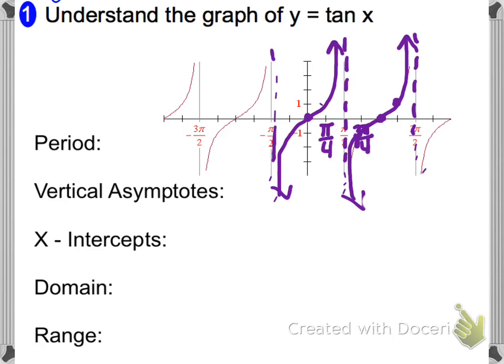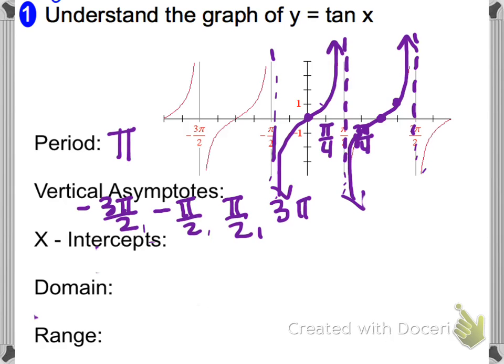Looking at the characteristics, remember that the period of tangent is pi, and as you can see in the graph shown up top, the graph repeats over and over again every pi units. Those vertical asymptotes happen at all of the odd multiples of pi over 2. So let's go ahead and list out where some of these vertical asymptotes will be. We've got negative 3 pi over 2, negative pi over 2, pi over 2, 3 pi over 2, and so on.